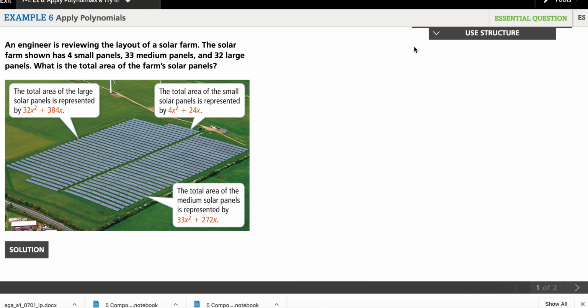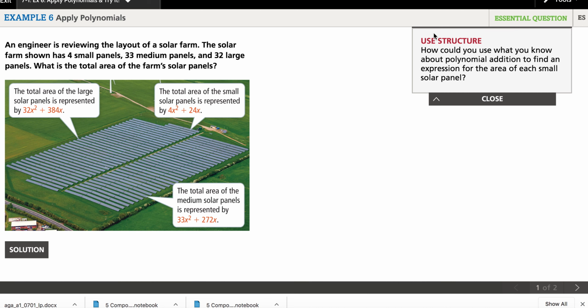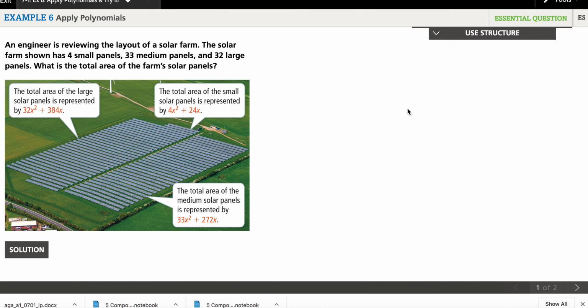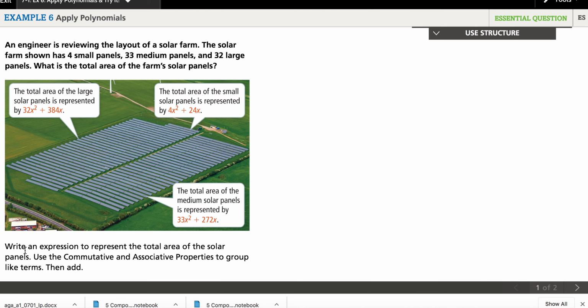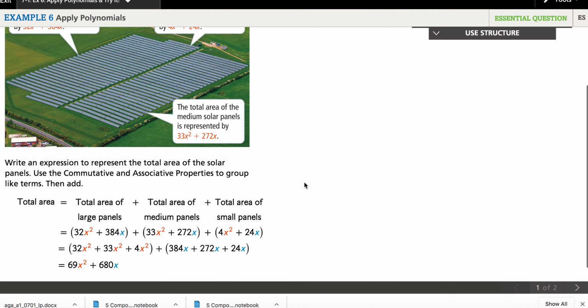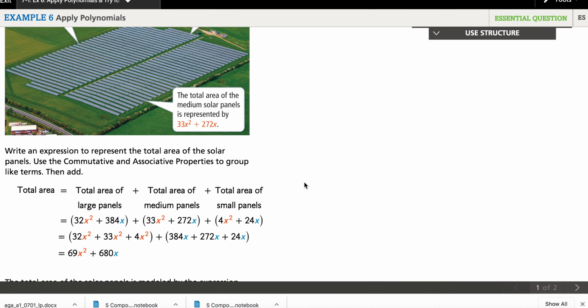Okay, use structure. So using structure, how could you use what you know about polynomial addition to find an expression for the area of each small solar panel? Let's take a look now. Let's see the solution. Write an expression to represent the total area of the solar panels. Use the commutative and associative properties to group like terms, then add.